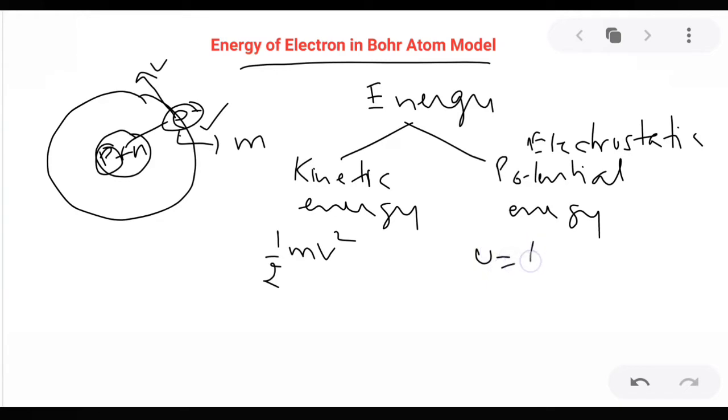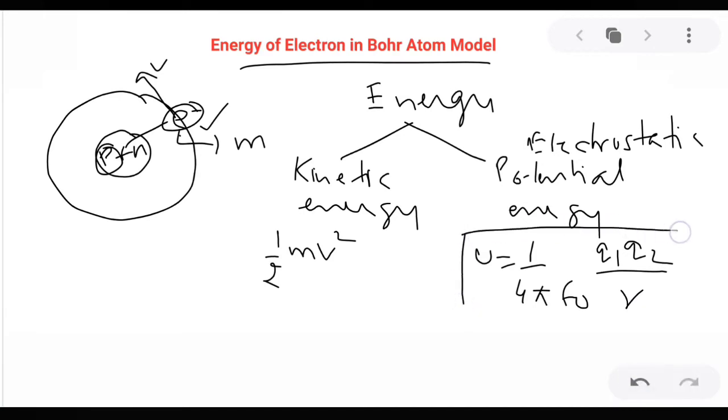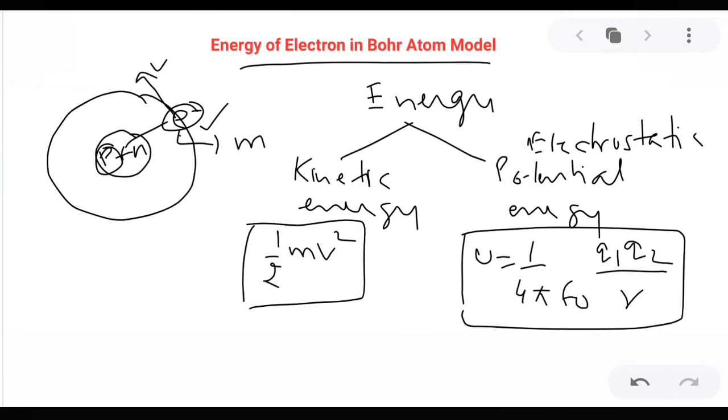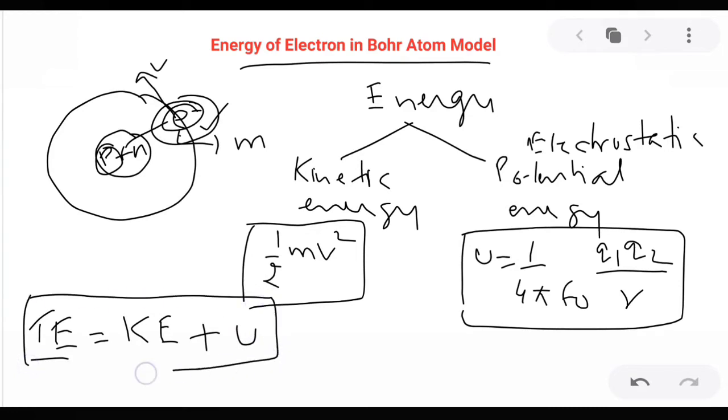Now, what is the formula for electrostatic potential energy? It is U is equal to 1 by 4 pi epsilon naught Q1 Q2 divided by R, that is two charges Q1 Q2 separated by distance R. So this is the expression for electrostatic potential energy, and this is the expression for kinetic energy. These are the two energies which this revolving electron will have. If we are asked to find the total energy, it will be the sum of kinetic energy of the electron plus potential energy of the electron. So let us find the expression for this total energy.